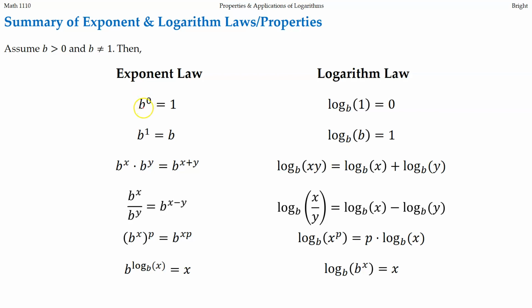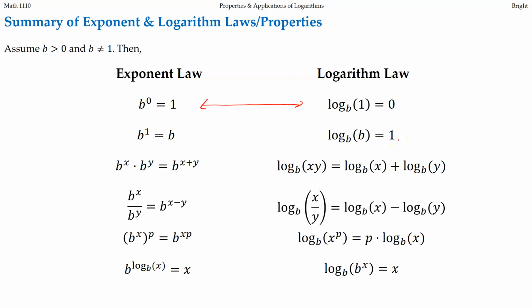When we have b to the 0 is equal to 1, the corresponding logarithm property is log base b of 1 is equal to 0. Again, you can use the circle method to write that out if you want, or you can just remember it. Similarly with an exponent of 1.